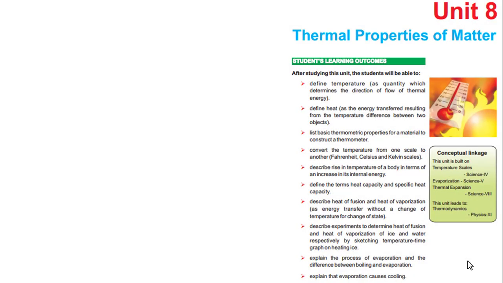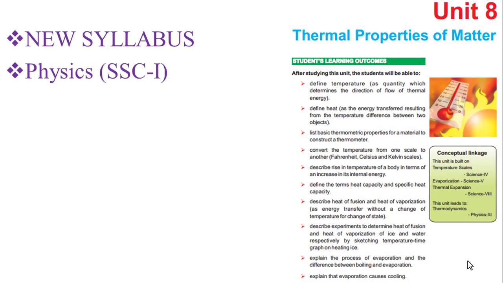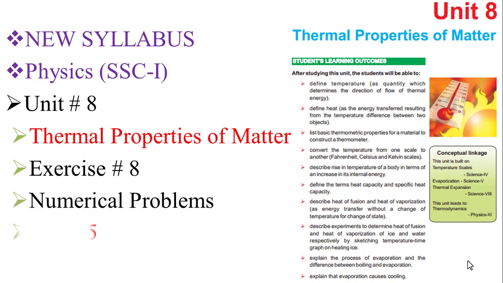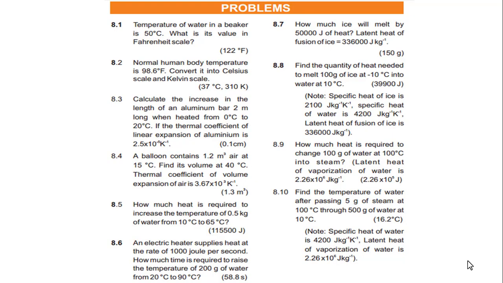Today we will solve new syllabus Physics SSC 1 unit number 8, thermal properties of matter. In exercise 8, numerical problems 8.1 to 8.5. In this chapter, there are total numerical 8.1 to 8.10, total 10 numerical. In this video, we can solve 8.1 to 8.5, first 5 numerical, and in the next video, we can solve the remaining 5 numerical.